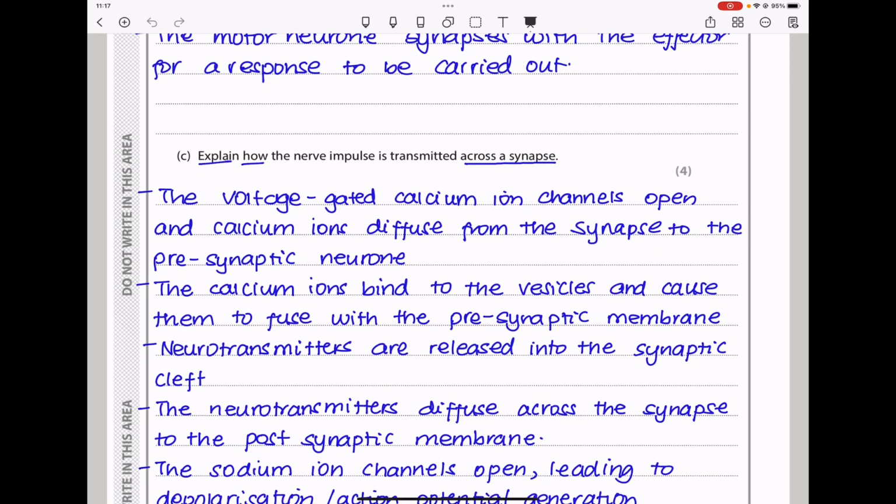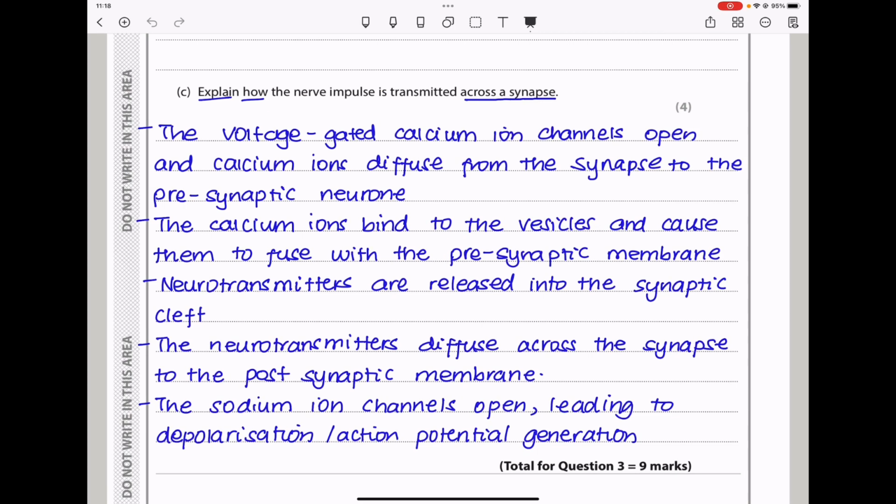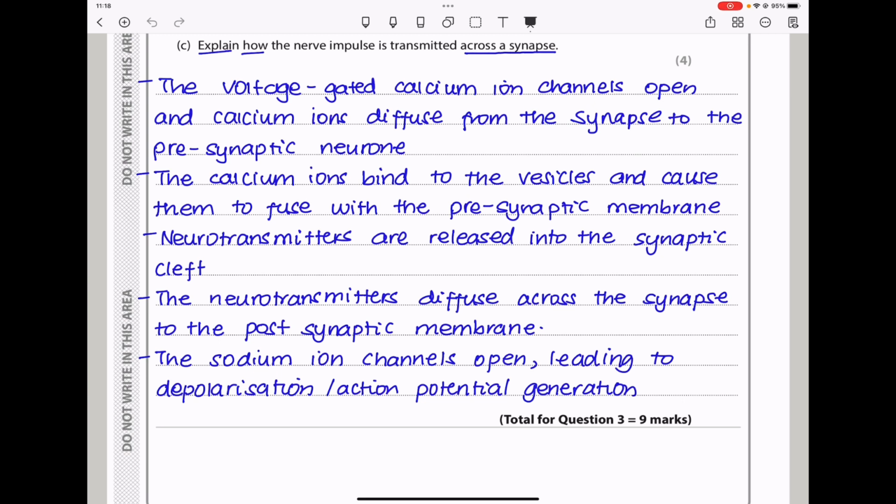In part C, explain how the nerve impulse is transmitted across the synapse. Inside the synaptic cleft, we have calcium ions. So this begins with the voltage-gated calcium ion channels opening and calcium ions diffusing from the synapse into the presynaptic neuron. Then the calcium ions will bind to the vesicles and cause them to fuse with the presynaptic membrane.